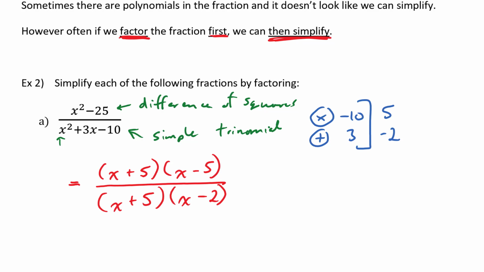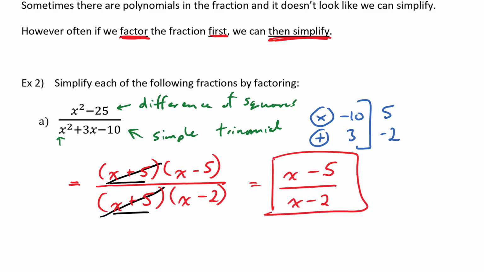See what happens here now? We have x plus 5 on the top and x plus 5 on the bottom. They cancel each other out, leaving me with x minus 5 over x minus 2. That is the final answer. Remember, you can't cancel these x values out. Why? Because these values here don't have the x.